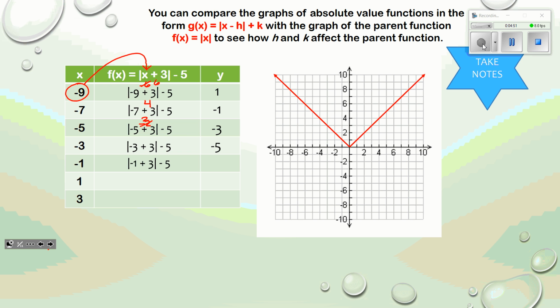-1 plus 3 is 2, and 2 minus 5 is -3. So what I'm doing is plugging in the x values and solving. I've created some ordered pairs here. Now let's graph these and see what they would be.